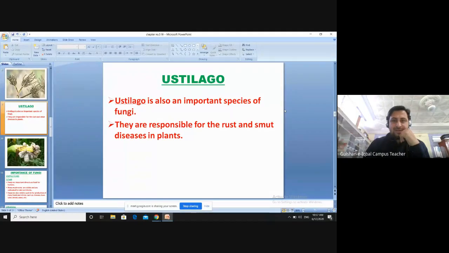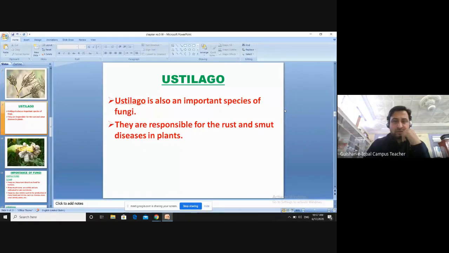Eustilago is an important species of fungi. Why is it important? Economically, it is important because it is responsible for causing many diseases in plants. Eustilago can cause the diseases rust and smut, especially in the maize plant and the wheat plant. So the crops which we cultivate can be damaged by Eustilago.